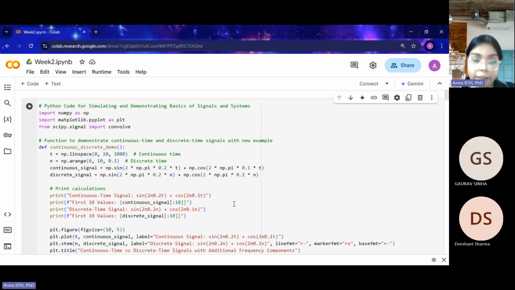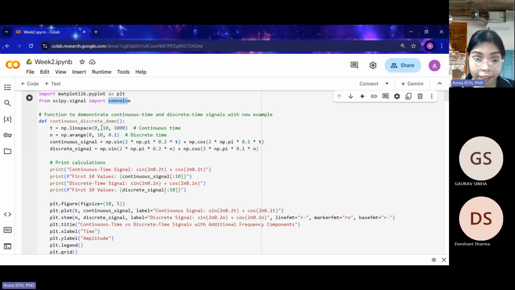These are simple Python codes for simulating and demonstrating the basics of signals and systems. We import numpy as np, which is for arrays, and matplotlib.pyplot as plt, which is for plotting. I'm also using the library scipy.signal, importing convolve. I'm taking signals from 0 to 10, and 1000 samples, using linspace.